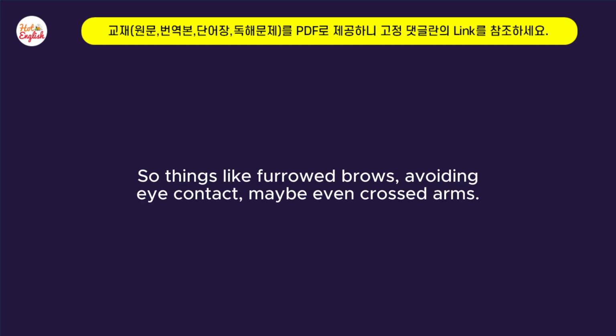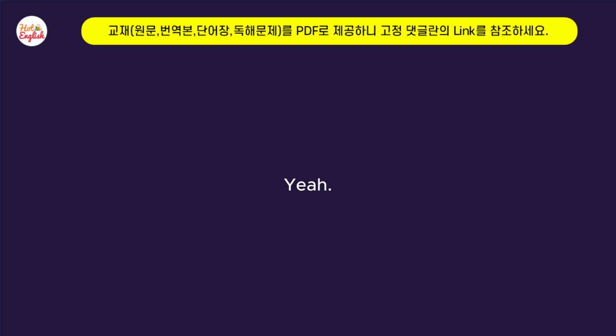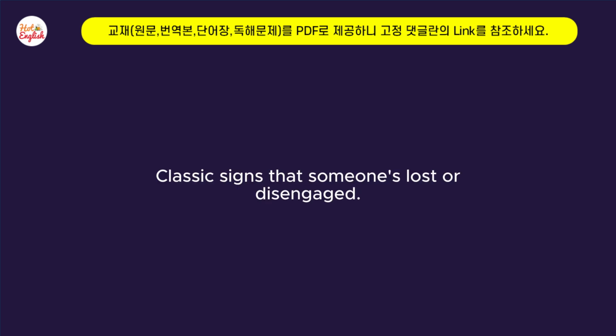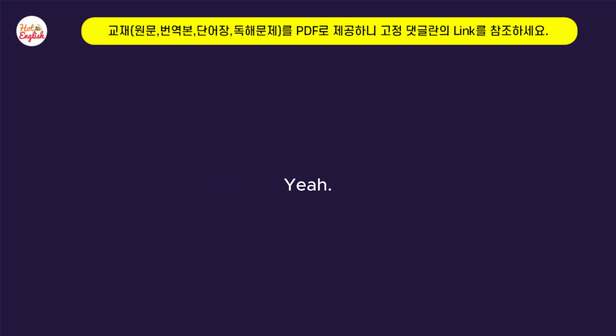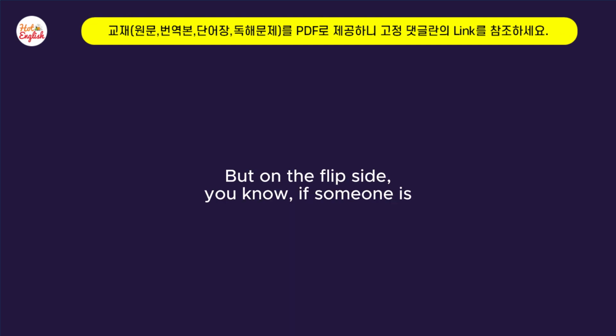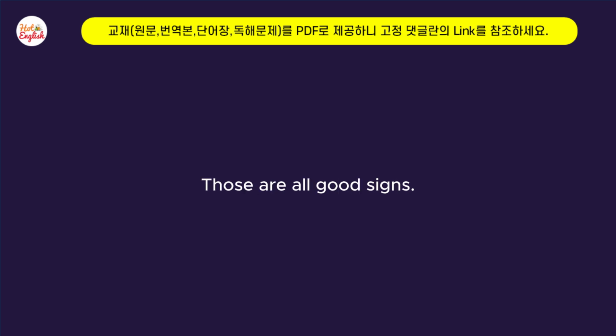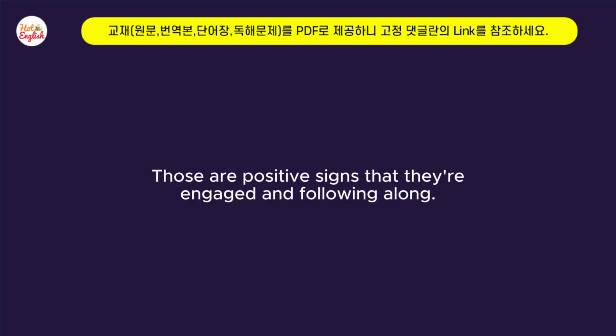So things like furrowed brows, avoiding eye contact, maybe even crossed arms, classic signs that someone's lost or disengaged, right? It's like a warning sign that you might need to adjust your approach. Maybe simplify things a bit. Or provide a different example. But on the flip side, if someone is leaning in, making eye contact, nodding along, those are all good signs, right? Those are positive signs that they're engaged and following along.